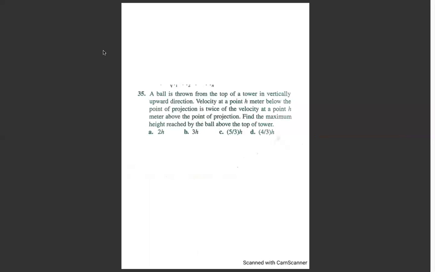35. A ball is thrown from the top of a tower vertically upward. Velocity at a point h meter below the point of projection is twice the velocity at a point h meter above the point of projection. Find the maximum height reached by the ball above the top of the tower.